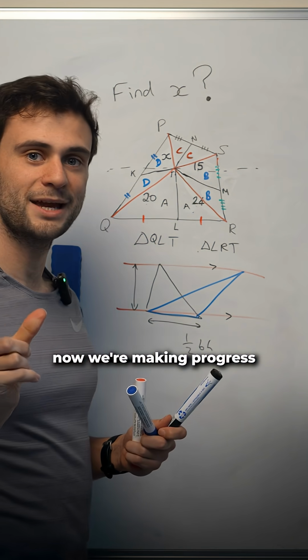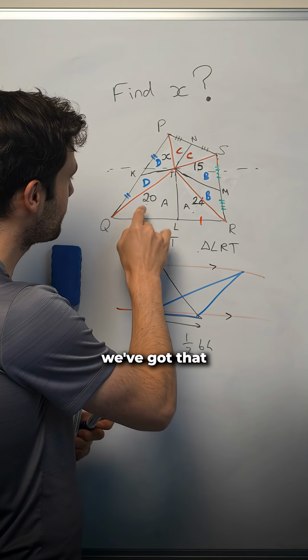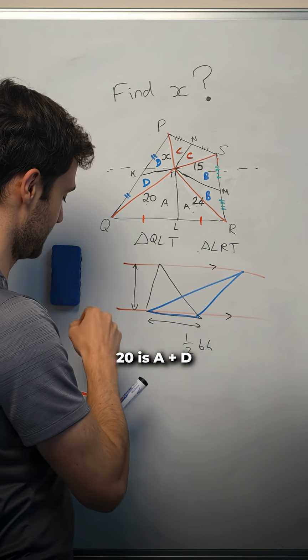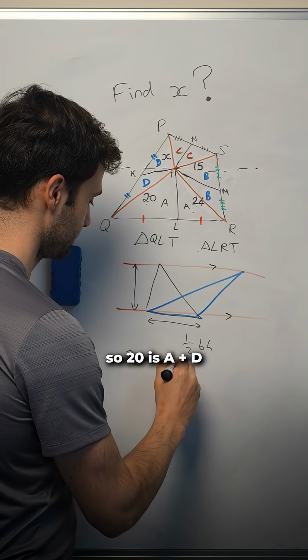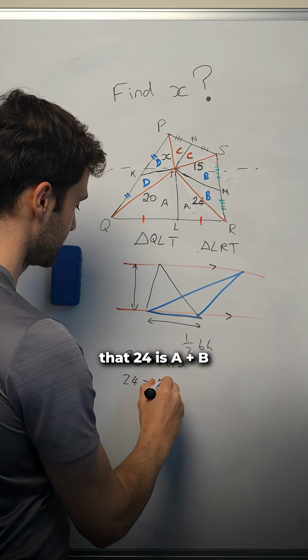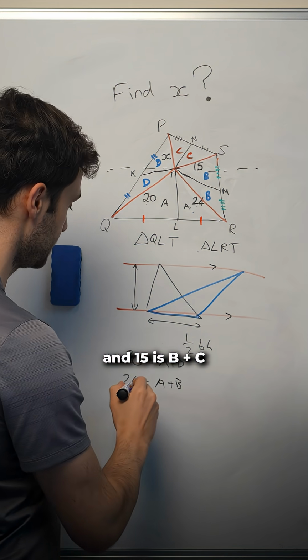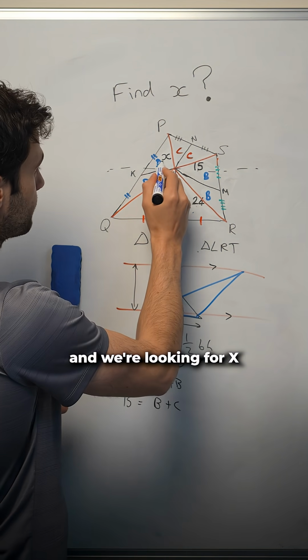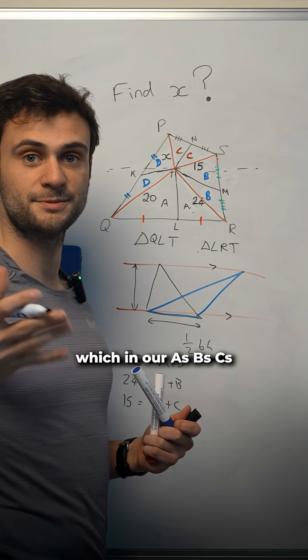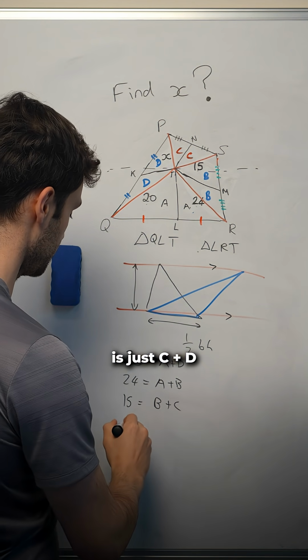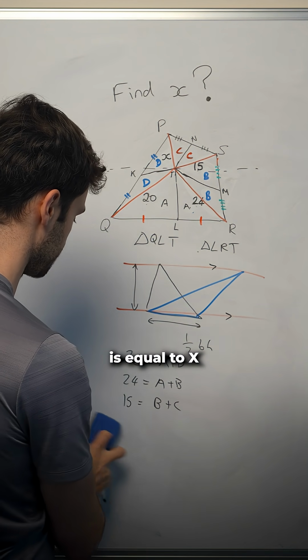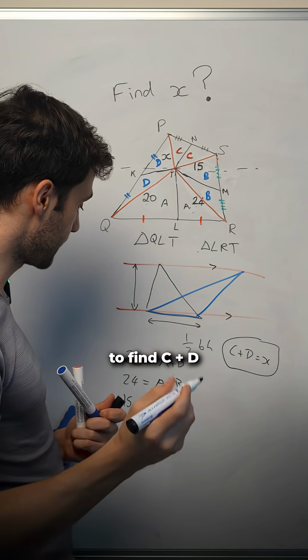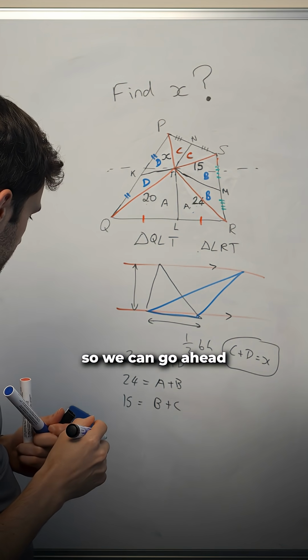Now we're making progress, because now we've got that 20 is A plus D. So 20 is A plus D. We also know that 24 is A plus B, and 15 is B plus C. And we're looking for X, which in our A's, B's, C's, and D's is just C plus D. So C plus D is equal to X. So we want to rearrange these equations to find C plus D. So we can go ahead and do that.